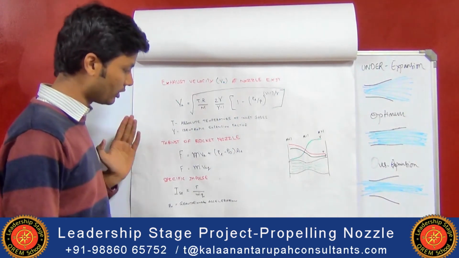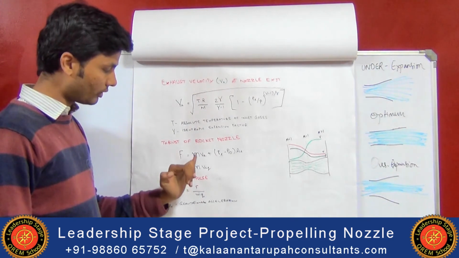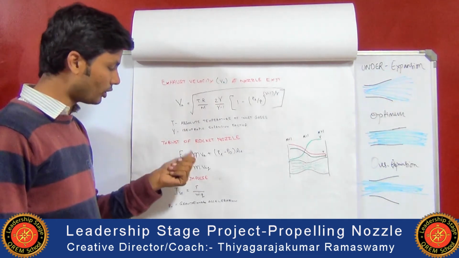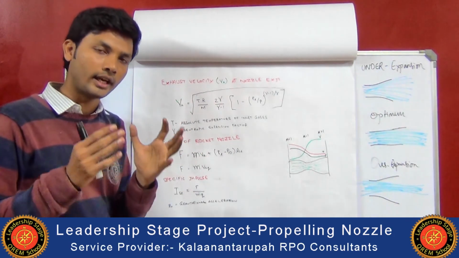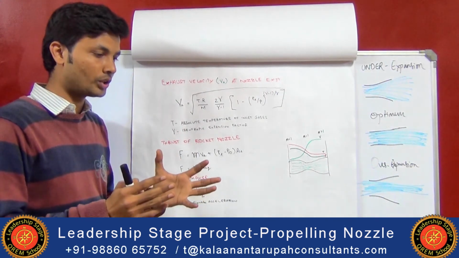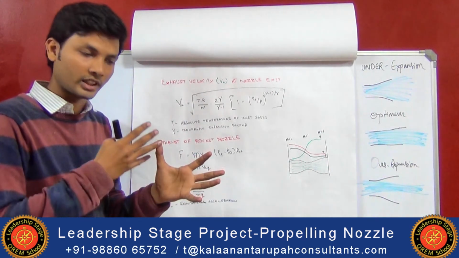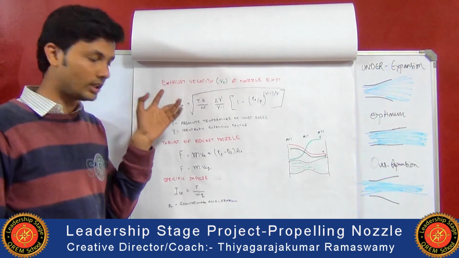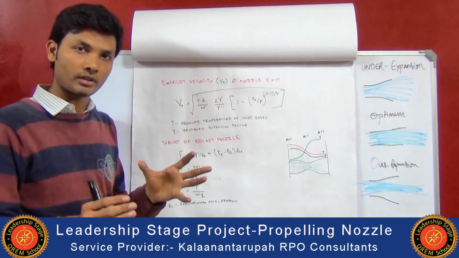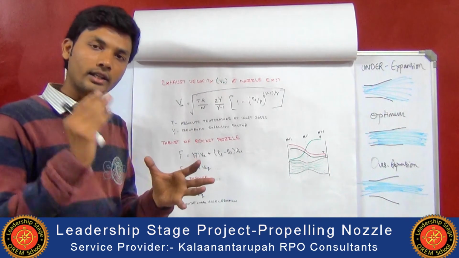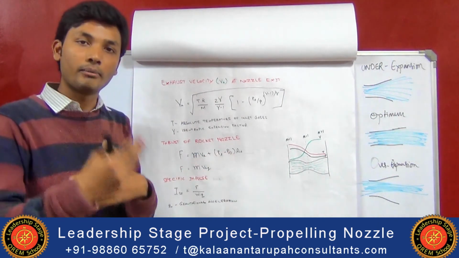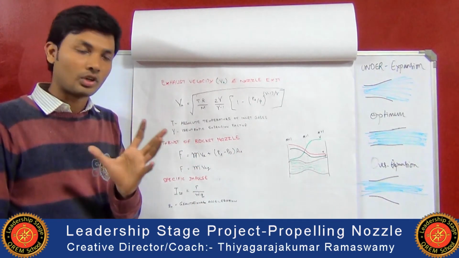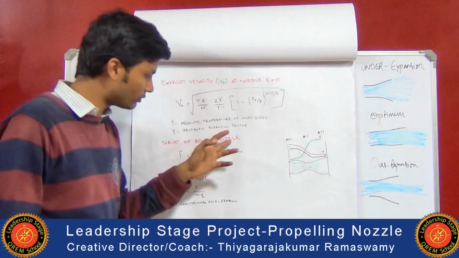So this is the thrust of the rocket nozzle, which is F equal to m dot Ve plus (Pe minus Po) into Ae. We'll see what each letter denotes over here. M dot is the mass flow rate of the exhaust gases at the end of the nozzle, which is the mass of the exhaust gases going outside the nozzle per second or per minute. Ve is the exit exhaust velocity at the nozzle, and Pe is the pressure of the exhaust gases at the end of the nozzle, and Po is the ambient pressure around the nozzle, and Ae is the cross-sectional area of the exit of the nozzle. So once you put in all the details, you can calculate the thrust of the rocket nozzle.